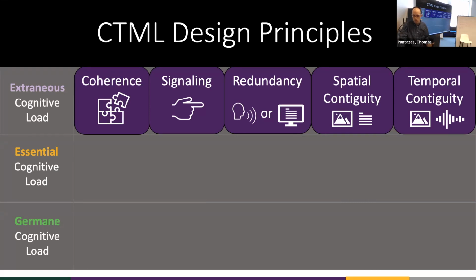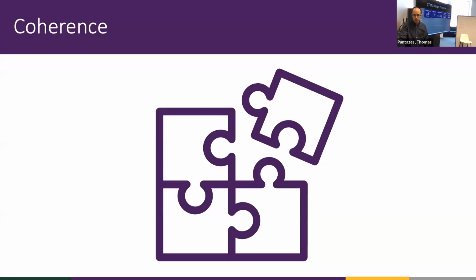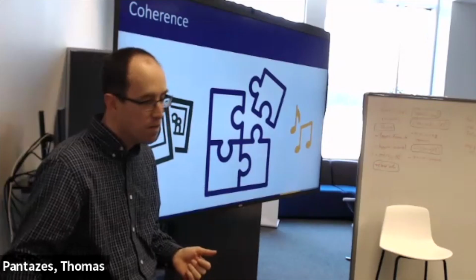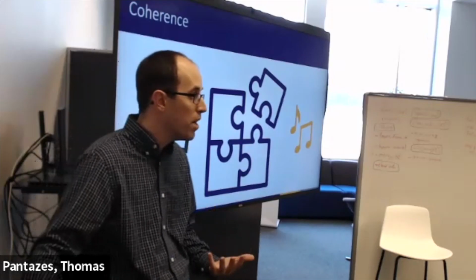So we'll start with extraneous cognitive load, and the first one within that context is coherence. And coherence is where you include only those elements in a video that are needed to meet the learning objective. So that means no extra visual elements, and in many instances, it means no music. There are a few exceptions to the use of music. It is appropriate when it's needed to meet the learning objective of the video. For example, if you're teaching about harmony, you would want to include examples of harmony. That's a coherent use of music.